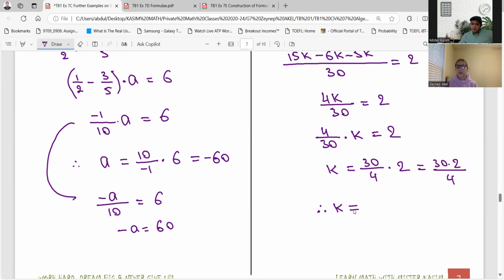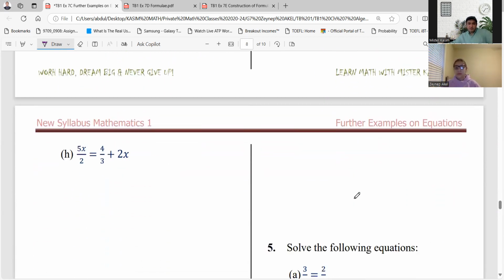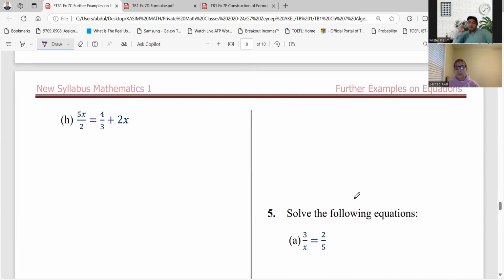15. So the solution of this equation is 15, right? Yes. Okay. Now try this question. I'm not going to help you. I will give you 2 minutes. Solve it and tell me your final answer.